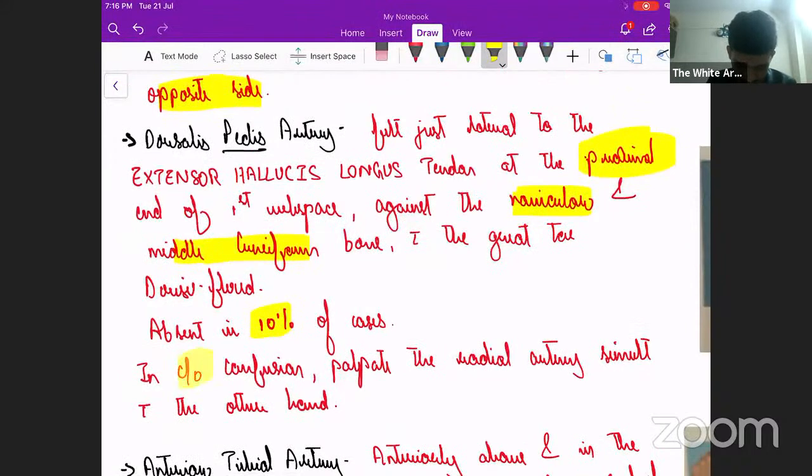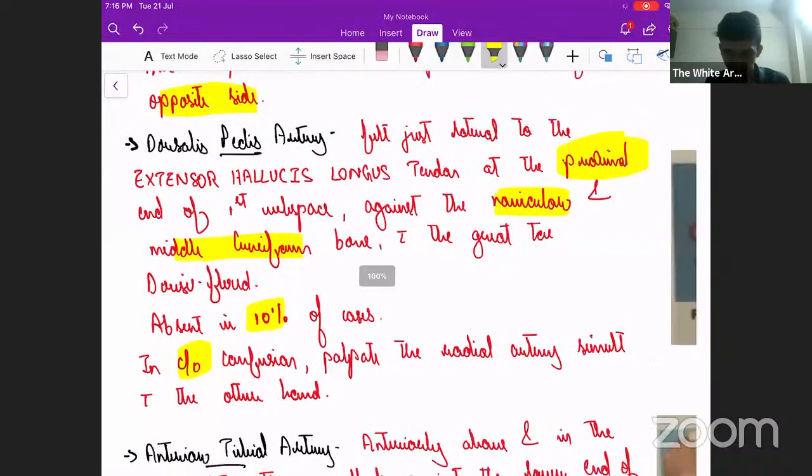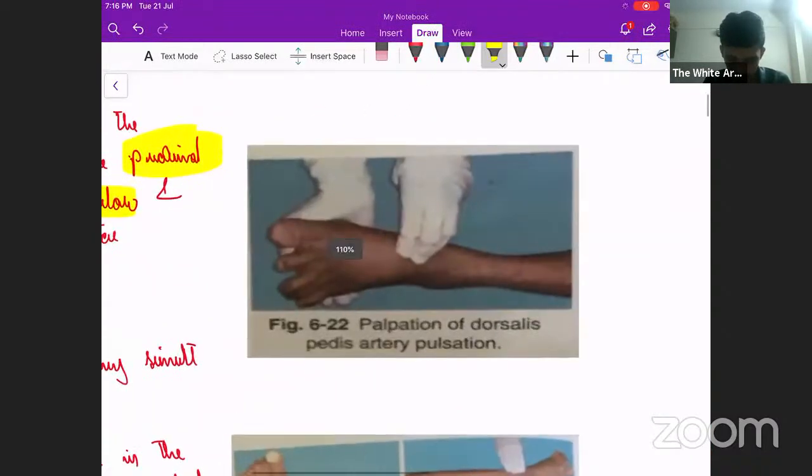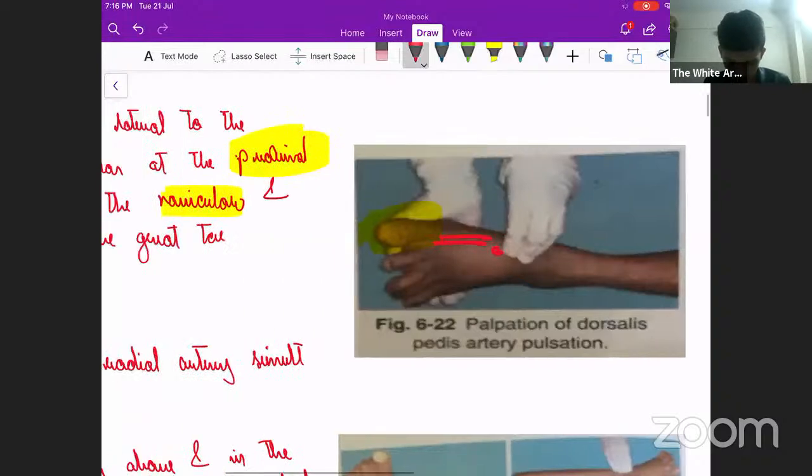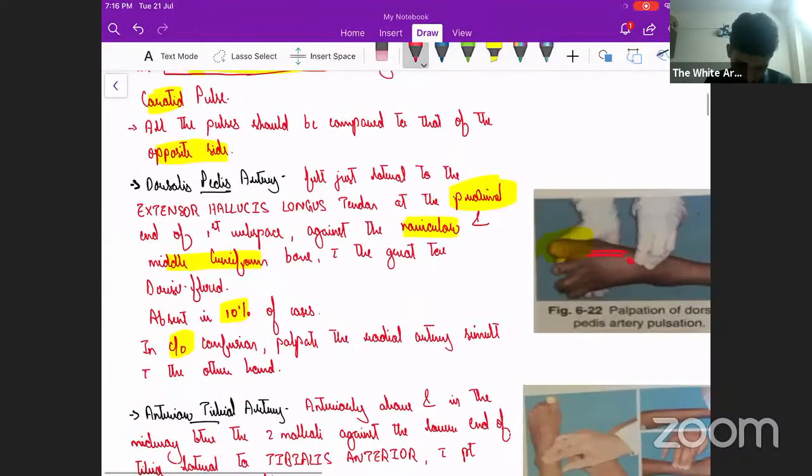If there is confusion, then palpate your own radial artery simultaneously. Do not press the artery very hard, you might palpate your own pulse. That's why palpate it softly, and if confusion still exists, compare it with the patient's radial pulse. So this is how to elicit it. The great toe is extended, so this is the extensor hallucis longus tendon. Lateral to it, in the first web space, proximal, you go and measure. Okay, this is important.